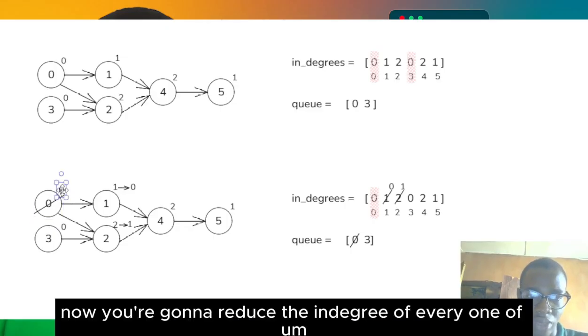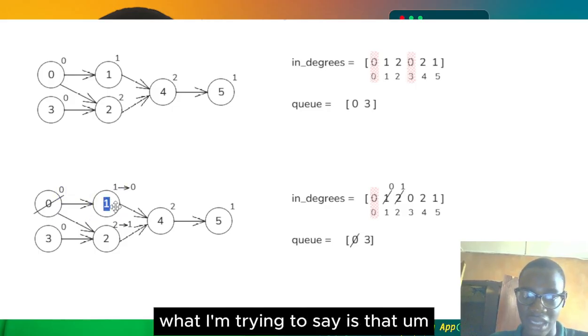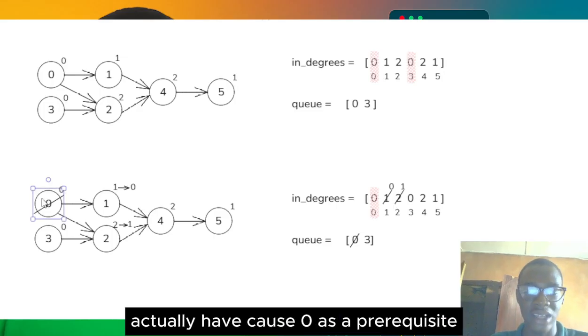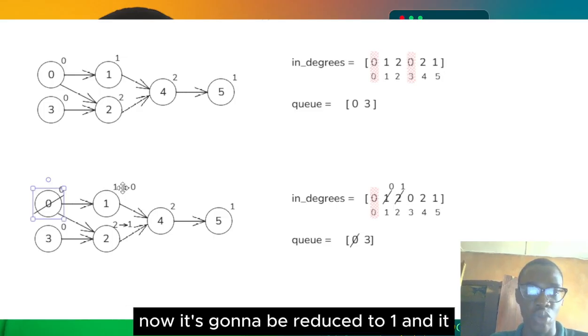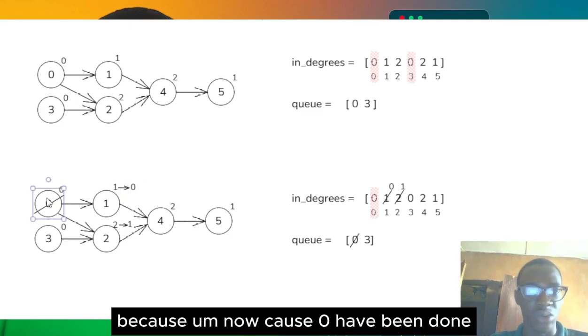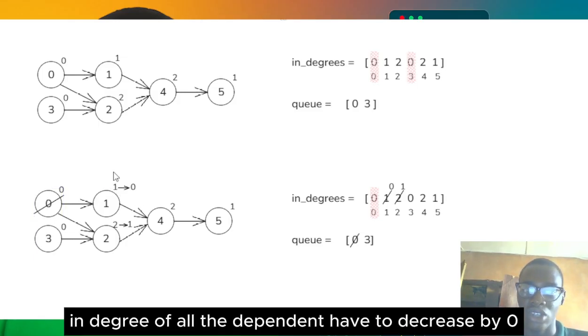So popping out 0 now, we are gonna reduce the in degree of everything that depends on 0. We are gonna reduce their in degree by 1. Look at cos1 now, because cos1 actually has cos0 as a prerequisite. Its in degree is 1, and it's gonna be reduced to 0. Why? Because now cos0 has been done, so the in degree of all the dependents has to decrease by 1.